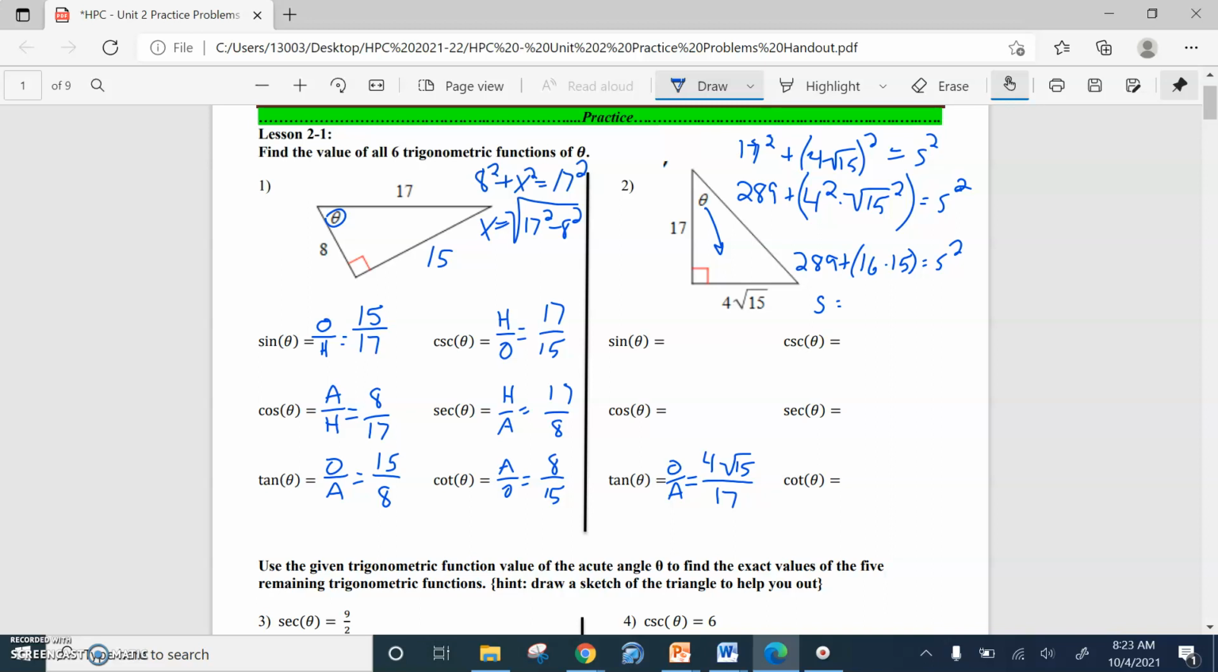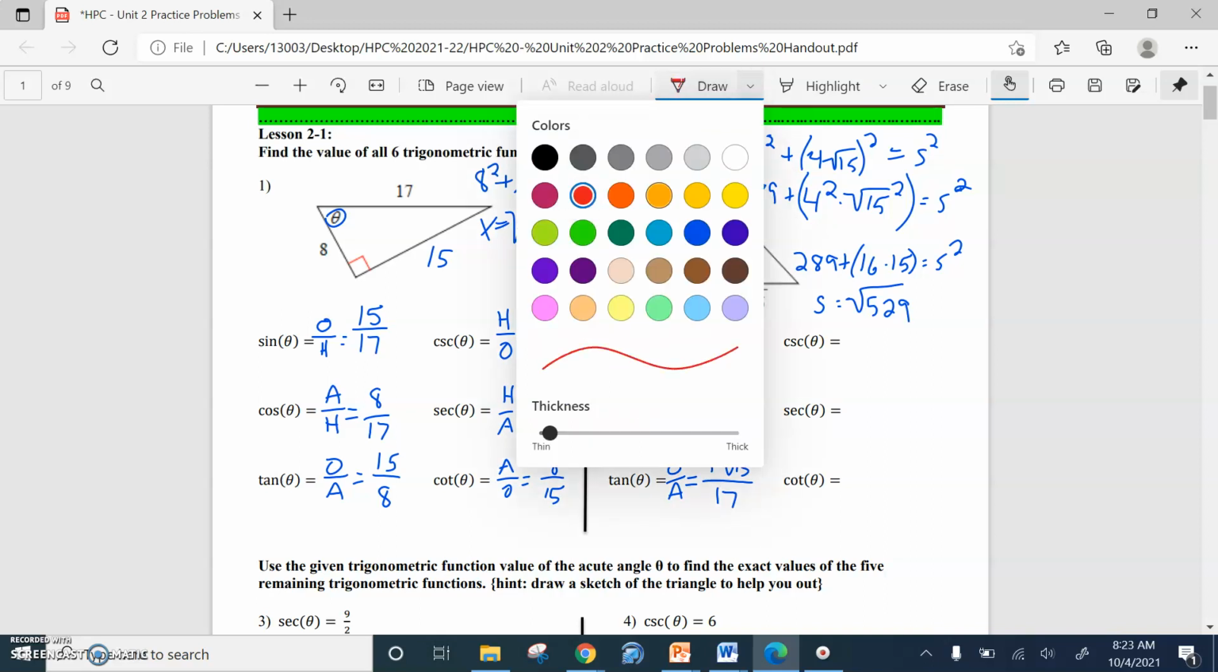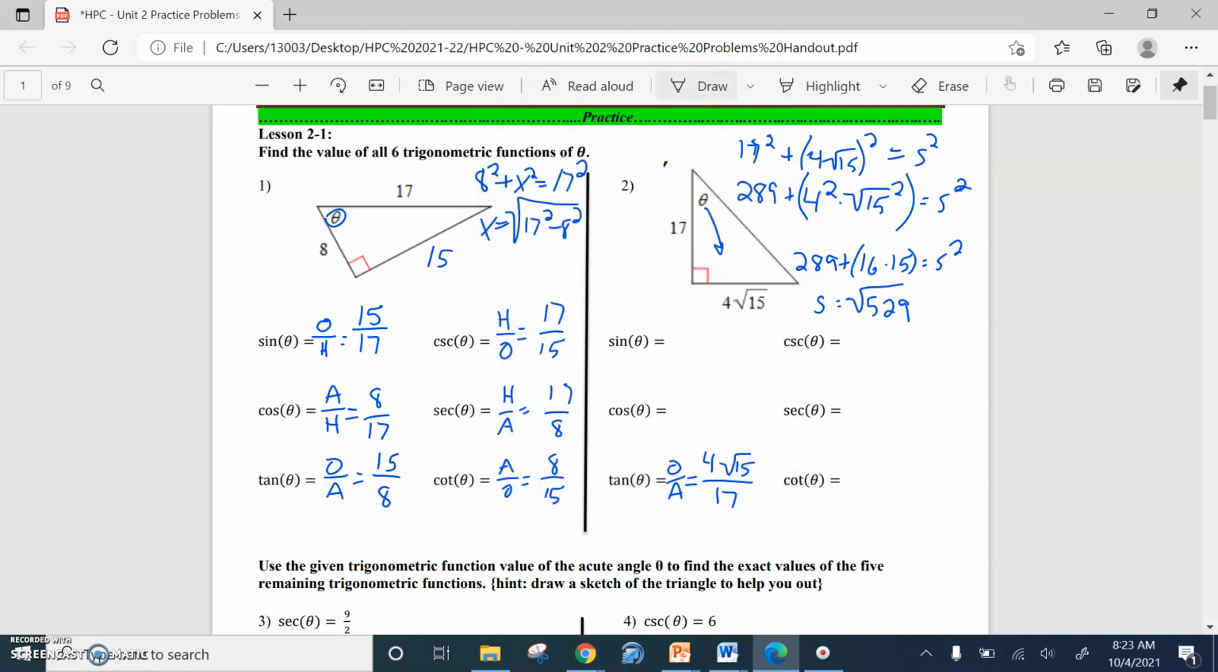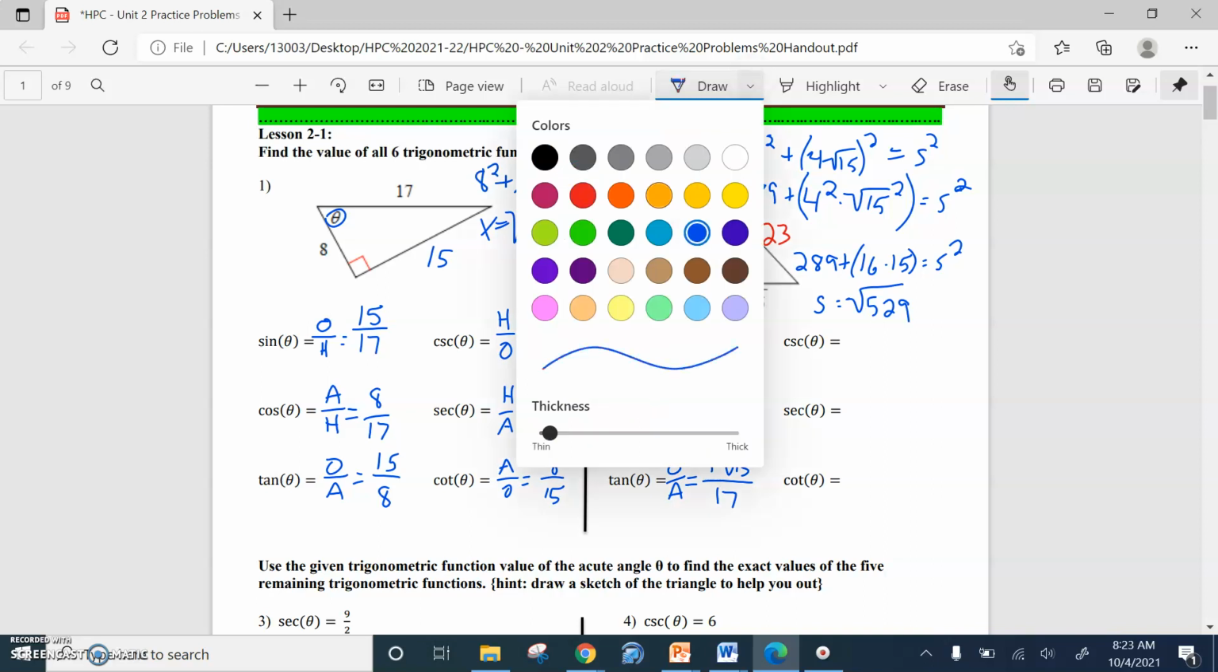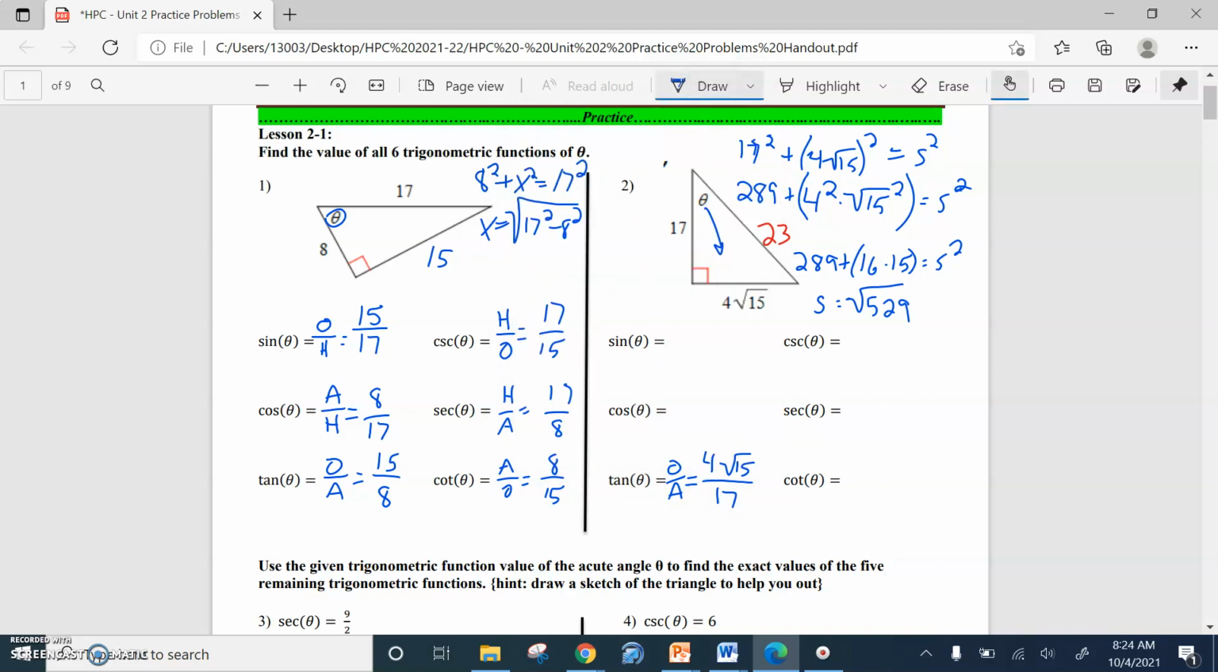S equals the square root of 529, because 16 times 15 is 240 plus 289, that's 529. So S is 23. All right, so that side length is 23. Back to blue. So now we have our 3 triangle sides.